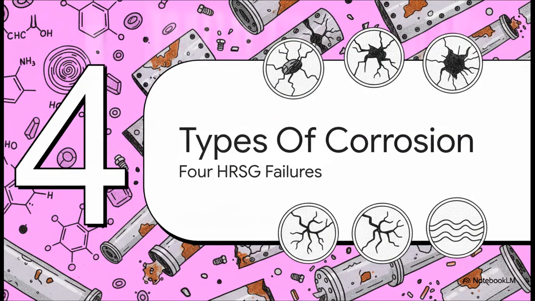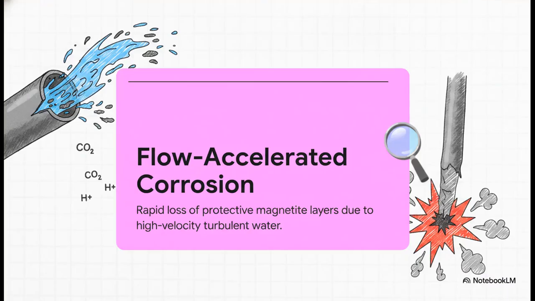Section 4. 4 types of corrosion. So how exactly does this subatomic chemistry scale up to massive physical destruction in an HRSG? Well, our first major failure mechanism is flow-accelerated corrosion, or FAC.